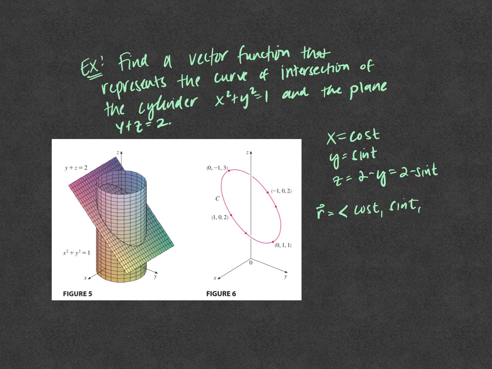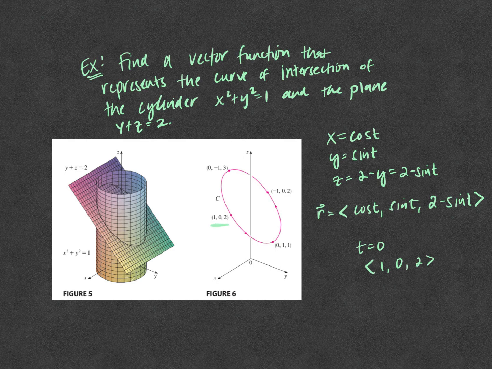Let's shrink this in just a little bit. 2 minus sine of t. So you can find the vector equation, and then you can find t values. When t is 0, then cosine of 0 is 1, sine of 0 is 0, and 2 minus 0 is 2. So that's how we got this point here, and we can find the other points accordingly.